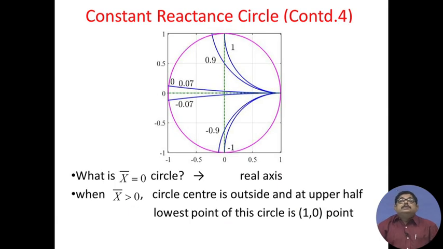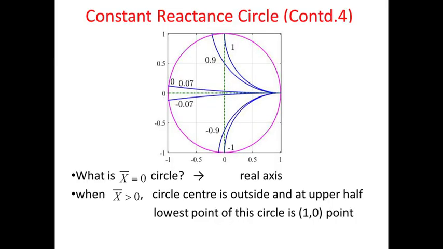Now, what is an x bar equal to 0 circle? x bar is equal to constant, x bar may be 0. If you do that, that actually degenerates to a straight line, an infinite line. For x bar equal to 0, the circle degenerates to an axis, that is the real axis. So, we have shown that it is the 0.